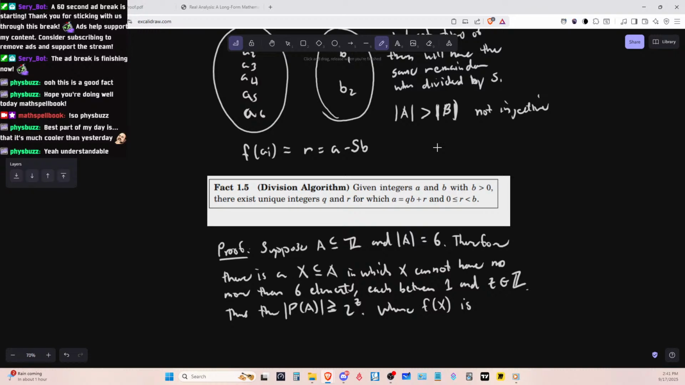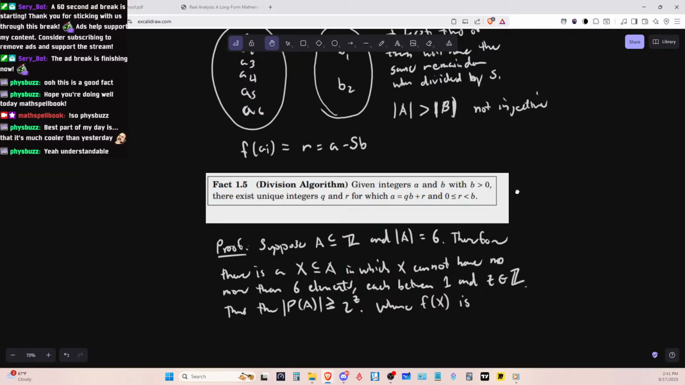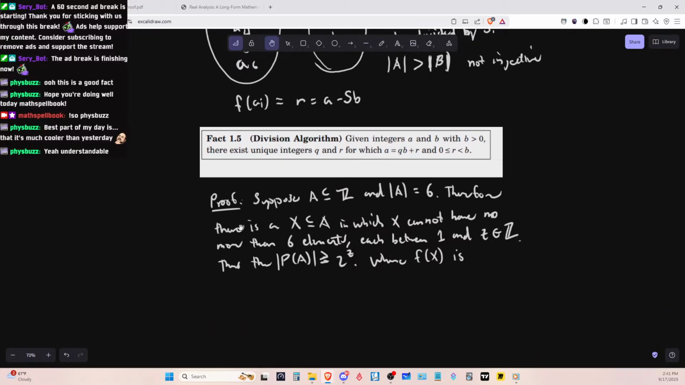Now I've got to figure out how to write this. Therefore, there is a set x, which is a subset of A, in which x cannot have more than 6 elements, each between 1 and z.